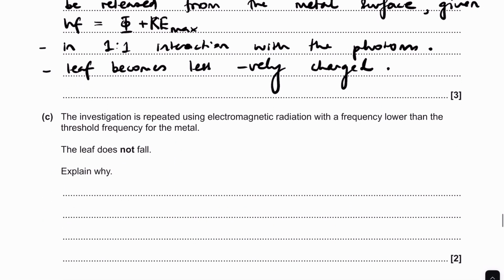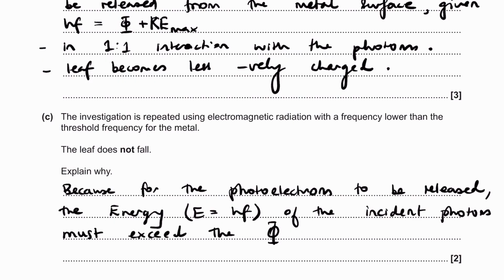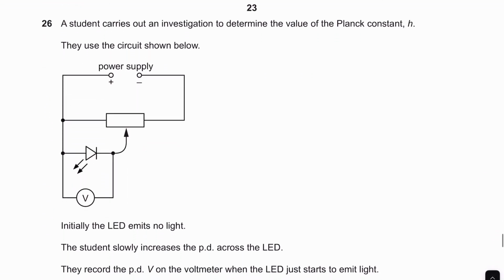Part C. The investigation is repeated using electromagnetic radiation with a frequency lower than the threshold frequency, and the leaf does not fall. Explain why. That's because for photoelectrons to be released, the frequency of the incident photons must exceed the work function of the metal. Okay, next question, number 26.